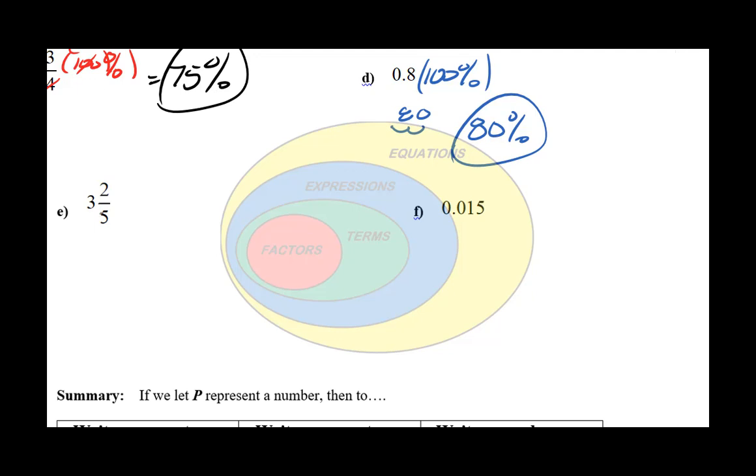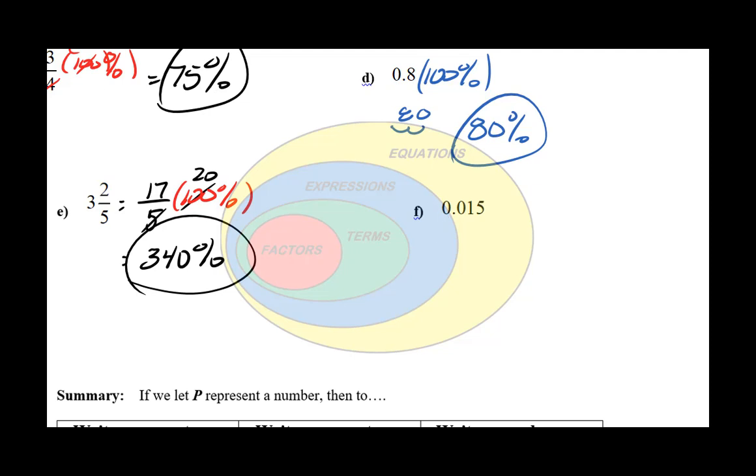Anyway, if I have a mixed number, I want to convert that to an improper fraction first. So this is the same as 5 times 3 is 15 plus 2 is 17 fifths. Now if I multiply by the 100%, to change it to a percent, I can cancel the 5 with the 100 leaving 20, and 17 times 20 would be 340 then percent. So that makes sense because it's more than 1. 3 would be the same as 300 and then 40%.